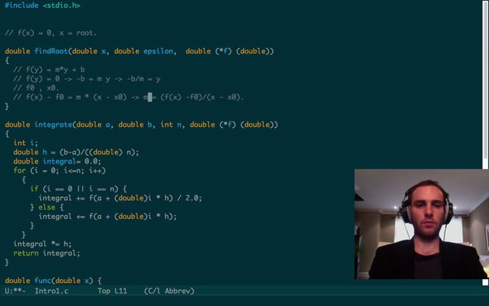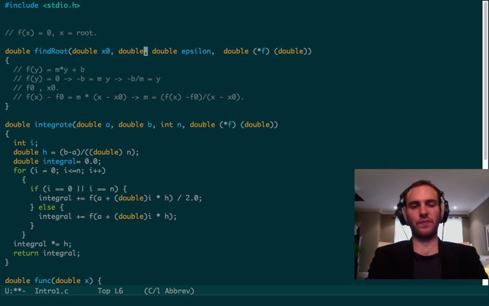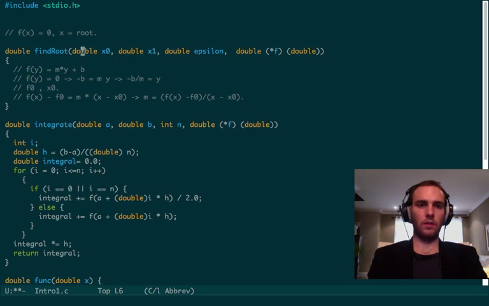We need to find the slope of that function. Okay, so one way to do that is to say we have two points.